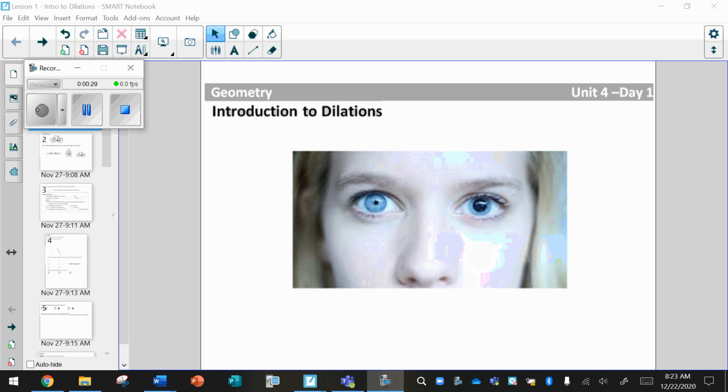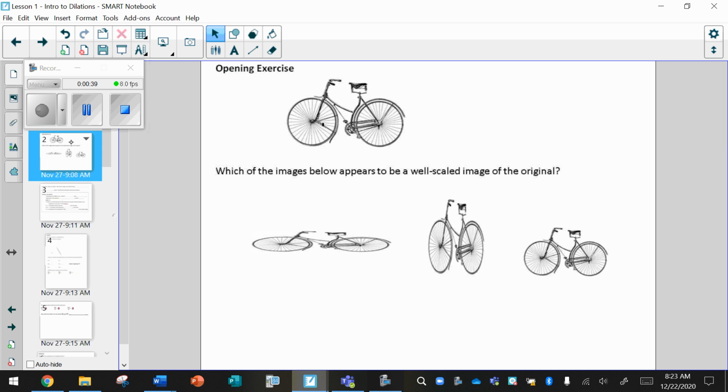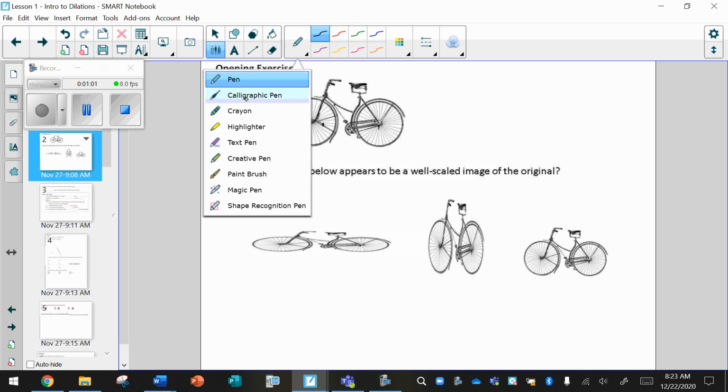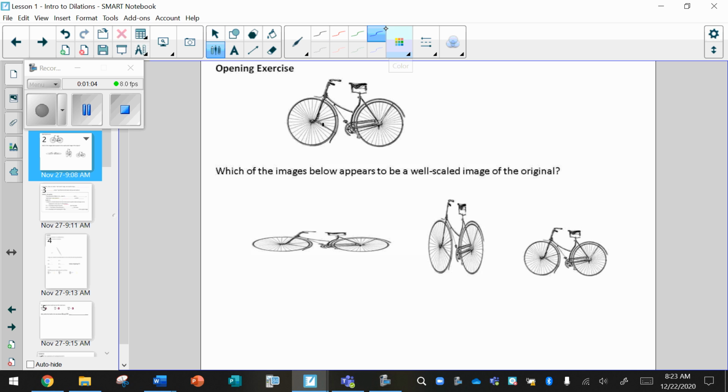This is going to be the fourth out of the 4 transformations that we do this year. We've already done reflection, rotation, and translation. Dilation is the 4th one. So, our opening exercise: Which of the images below appears to be a well-scaled image of the original? A well-scaled image is kind of like snapping a picture on your phone. You zoom in with your 2 fingers, zoom out with your 2 fingers, and the picture looks the same, just bigger or smaller. A well-scaled image will look exactly the same as the original, just different sizes. And we're going to be focusing on how and why that happens.